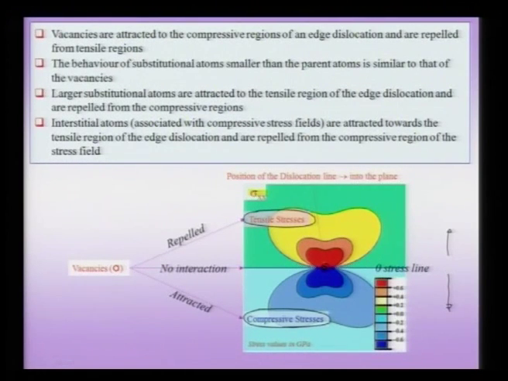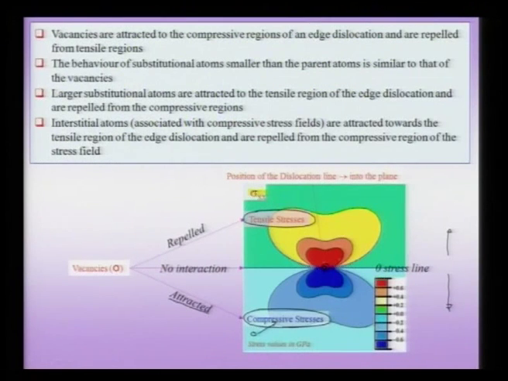Now, what happens to vacancies when they are present very near an edge dislocation? As you can see, vacancies are associated with tensile stresses, and they are therefore attracted to the compressive region of the edge dislocation. That means that suppose I have a vacancy sitting here, then it will tend to move towards the compressive region. That means it will tend towards us because there is a gradient in the stresses, and it can lower its energy as it moves towards the core of the dislocation or towards the dislocation line.